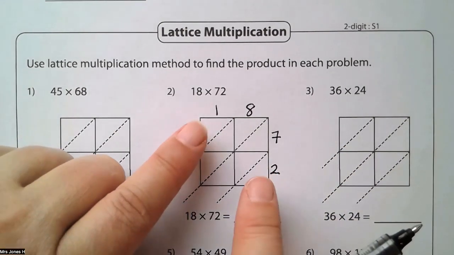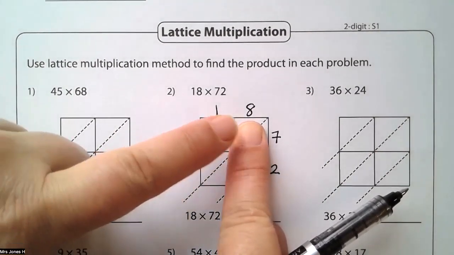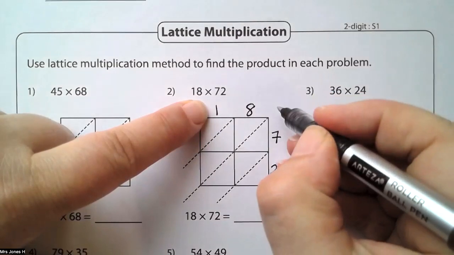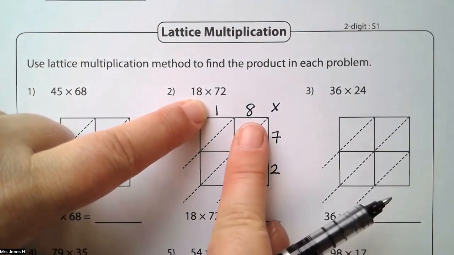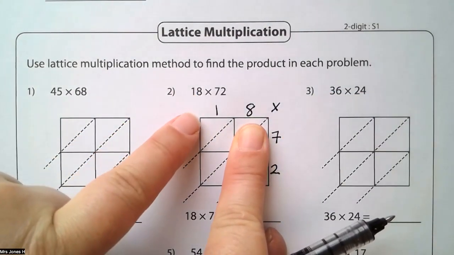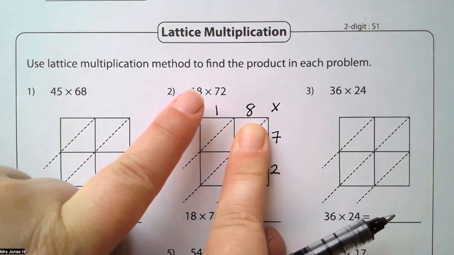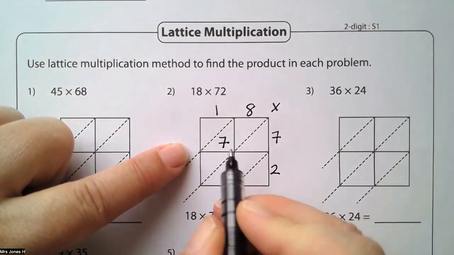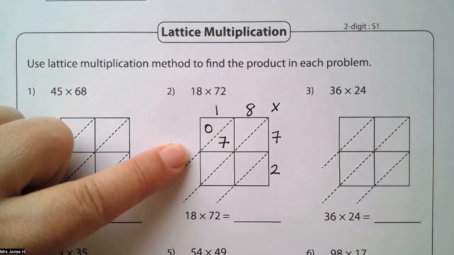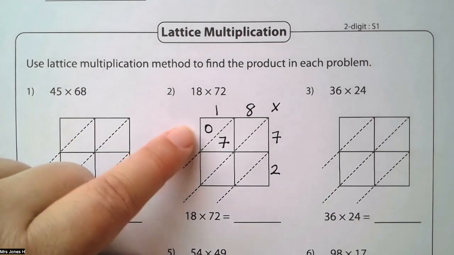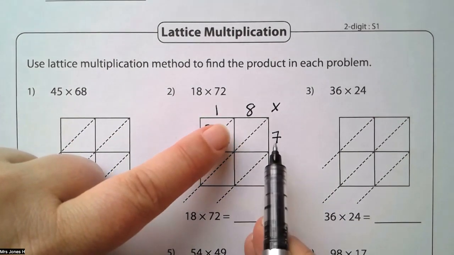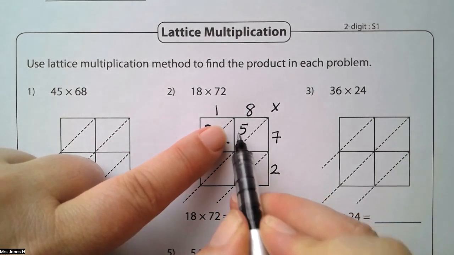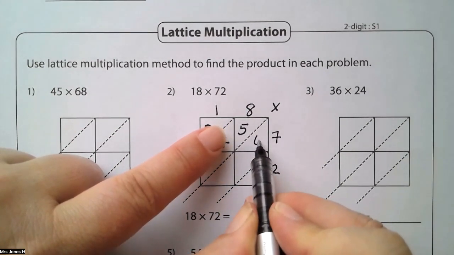Then what we do is we look at the numbers that are on either side of the box and we multiply. I'm going to put a multiplication symbol here just to remind you. We are doing multiplication. 1 multiplied by 7. Now 1 multiplied by 7 is 7. So I put the 7 in the lower box and there are no 10s with a 7. So I put a 0 there. 8 multiplied by 7 is 56. So this is the 50 and then the 6 just here.